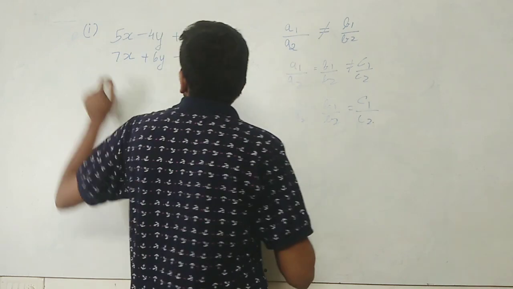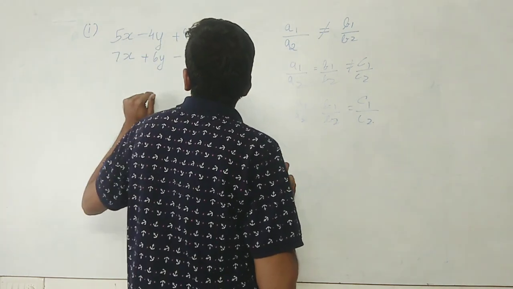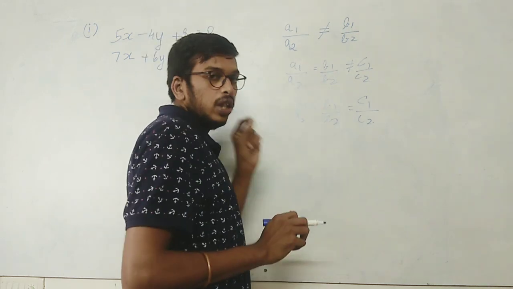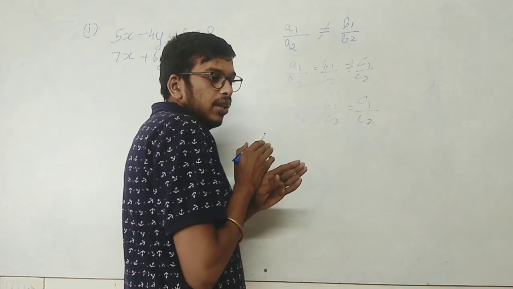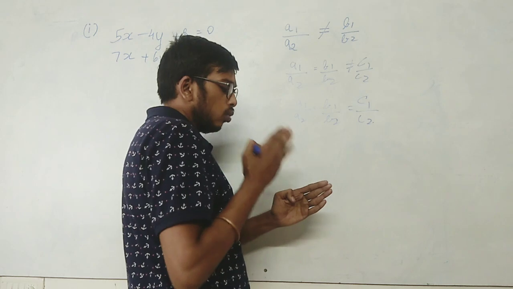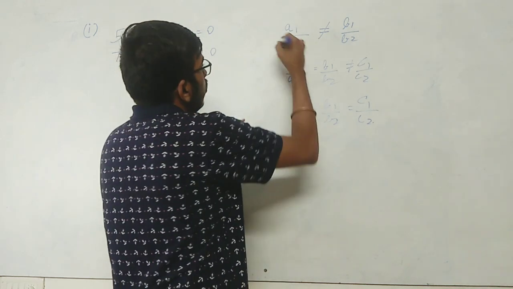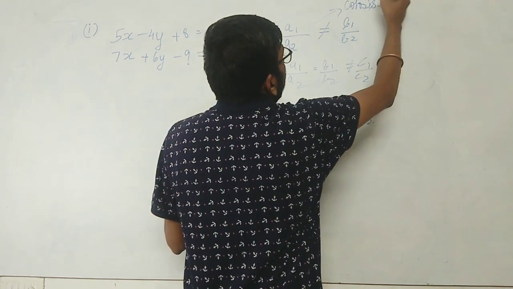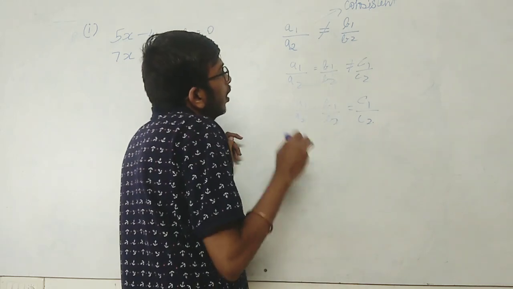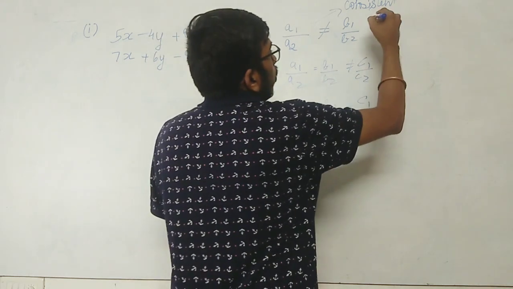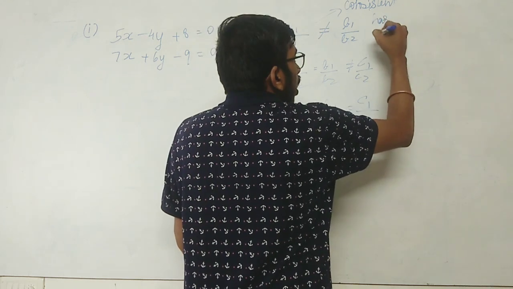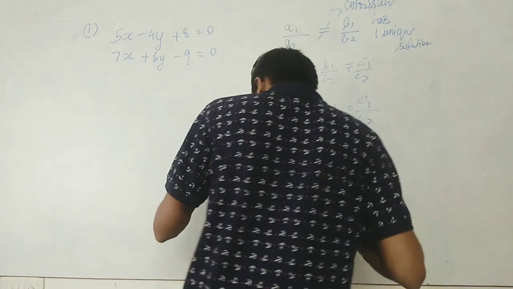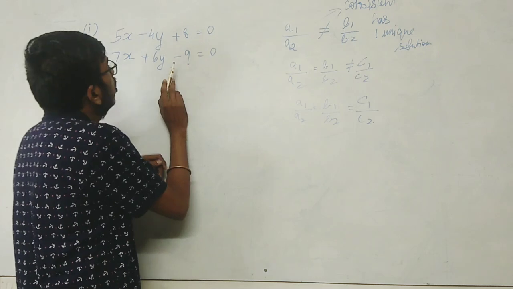So when a1 by a2, that is in this case, 5 by 7, is not equal to minus 4 by 6, it is satisfying this case. So what it means is that it has one unique solution. That is, when we draw this pair of linear equations in a graph, we'll get two lines, and these two lines intersect at one particular point. So in this one, it means that this is consistent. So when a1 by a2 is not equal to b1 by b2, it means that it's a consistent pair of linear equations, which has one unique solution. Therefore, this one is a consistent pair.